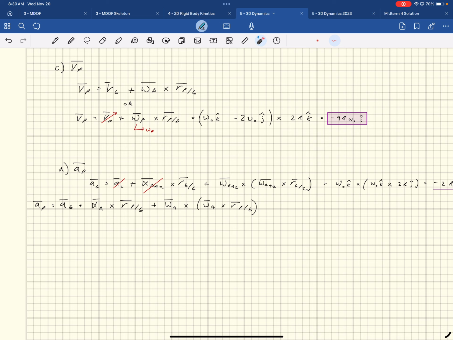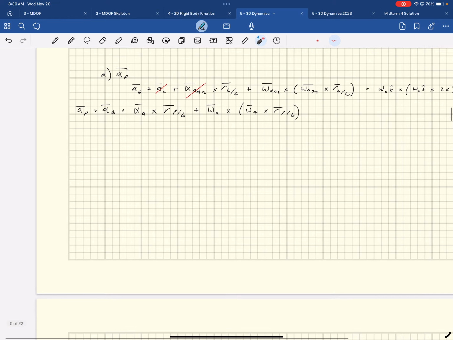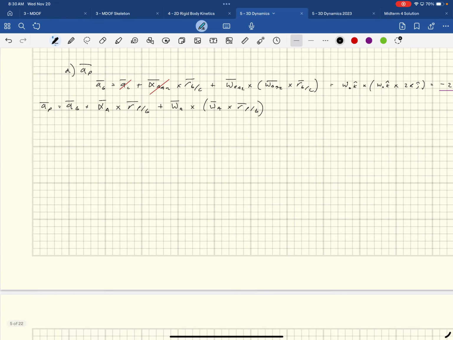And then these omegas that I use, those have to be the total omega as well because I'm out on that body, right? So this is actually, when this blows up on us, right?